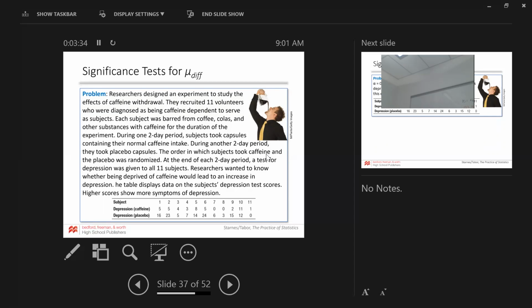Okay? So here's everybody. 1 through 11, except we don't know what order these bottom two rows came in. 1 was the depression score when they got the pill, and 1 was the depression score when they got the placebo.